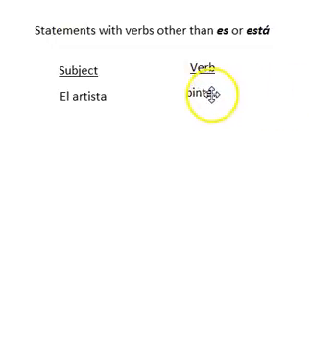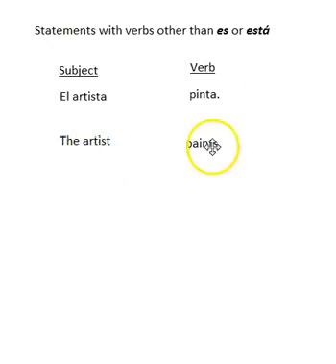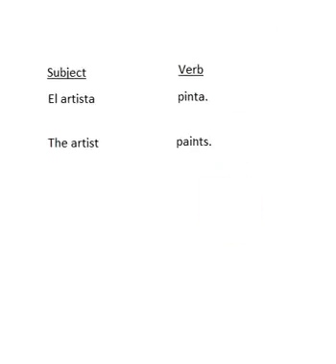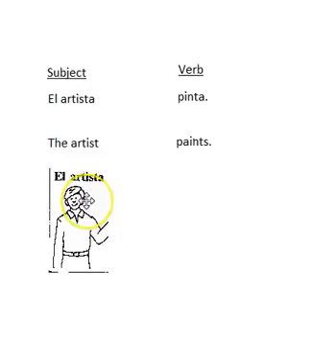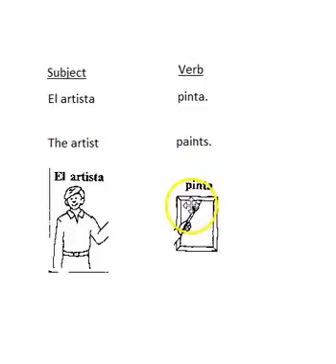The verb for paints in Spanish would be pinta. So the entire Spanish sentence would be El artista pinta, which means in English, the artist paints. To show this with a little drawing, we will say El artista pinta. The artist paints.